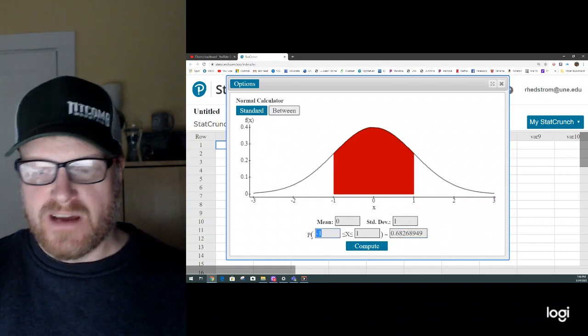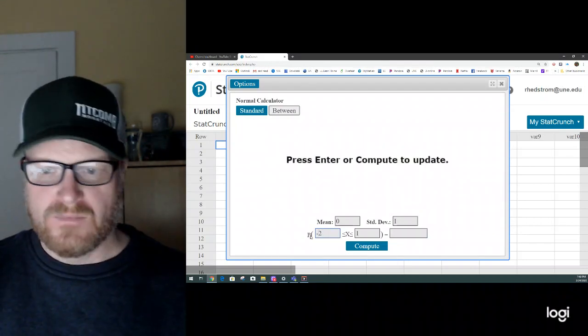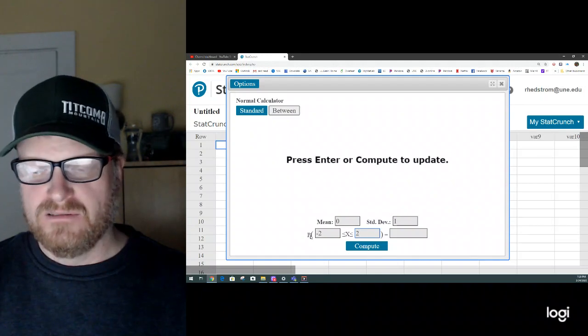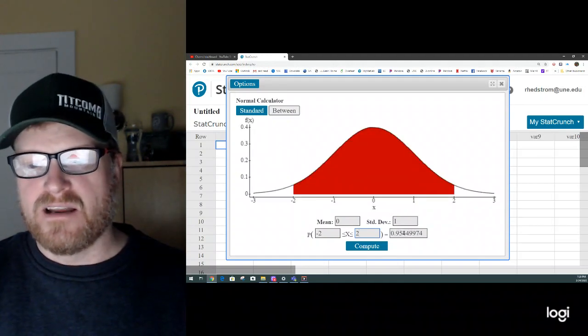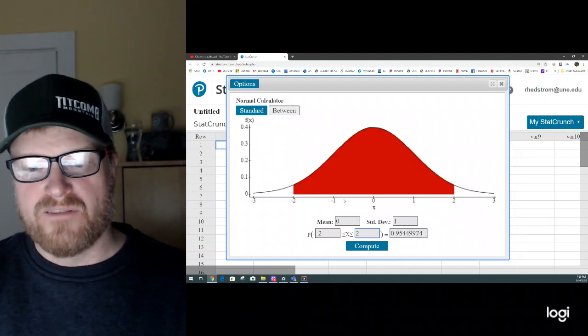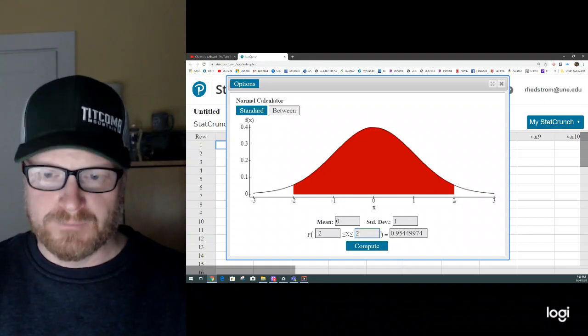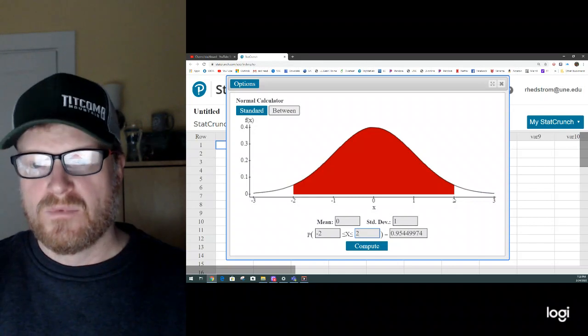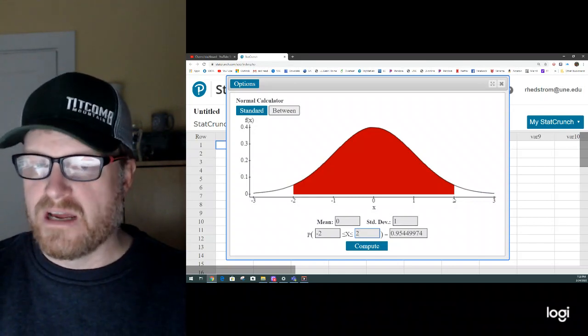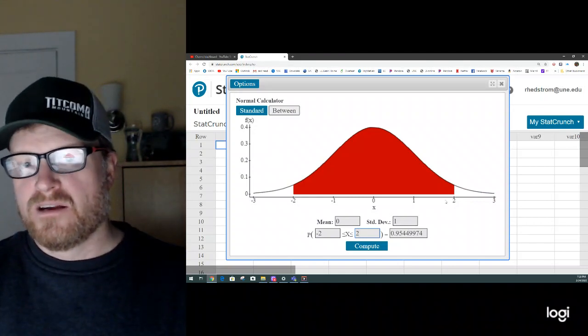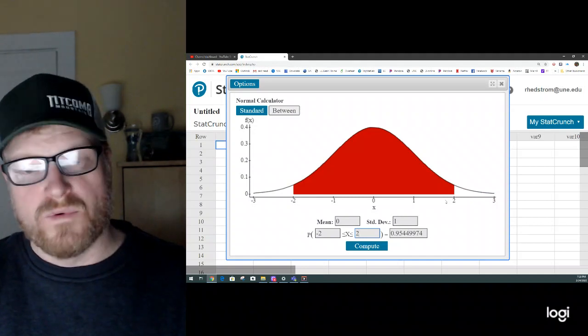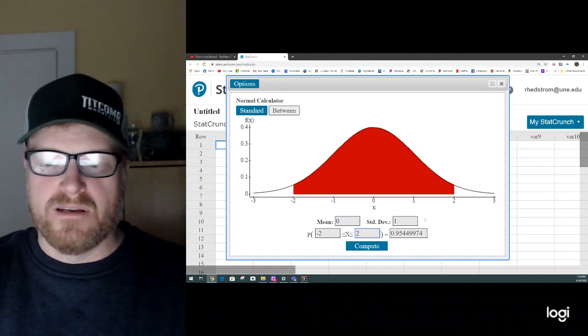I'm going to change these values to -2 and +2. And look, there's our 95%. So 95% of our probability is within 2 standard deviations of the mean. Now, the empirical rule wasn't actually perfect. Here's where we're going to get a little more into the weeds with the normal probability distribution.